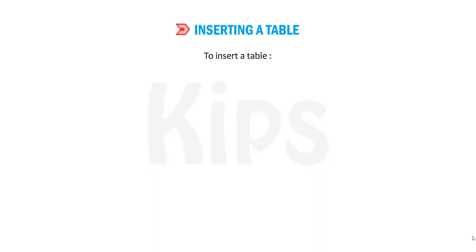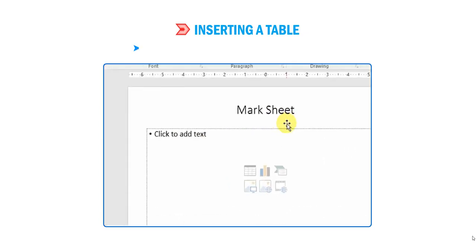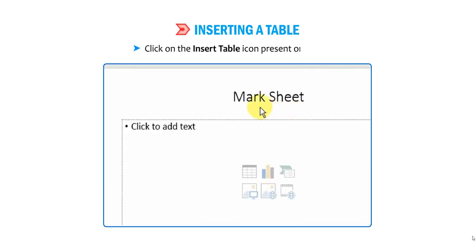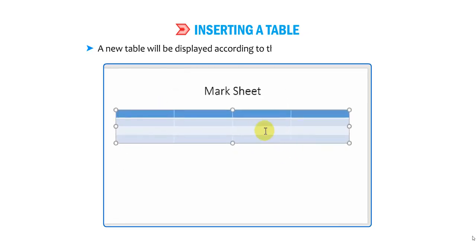To insert a table, select the title and content layout slide in a presentation. Click on the Insert Table icon present on the slide. The Insert Table dialog box will appear. Define the number of columns and rows and click OK. A new table will be displayed according to the defined rows and columns.